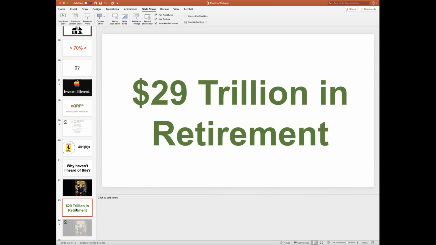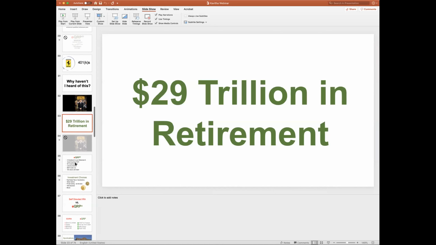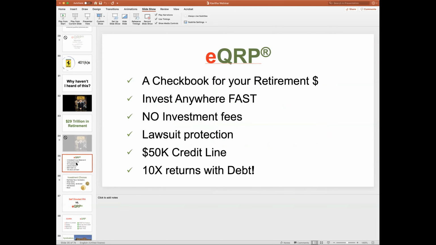And the biggest advantage that you have by knowing about this is that most of the money in the United States, most people's cash, your cash, other people's cash, is tied up in retirement accounts. Almost $30 trillion is in these things. And in most cases, there's an ability to move it into an account like an eQRP, where you can actually have control. And to explain what the eQRP is, it's a checkbook for your retirement money.